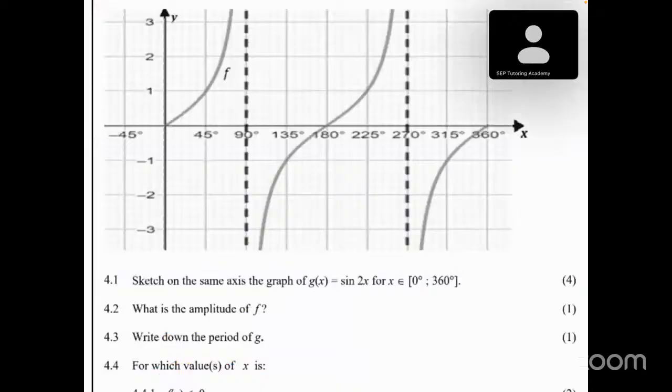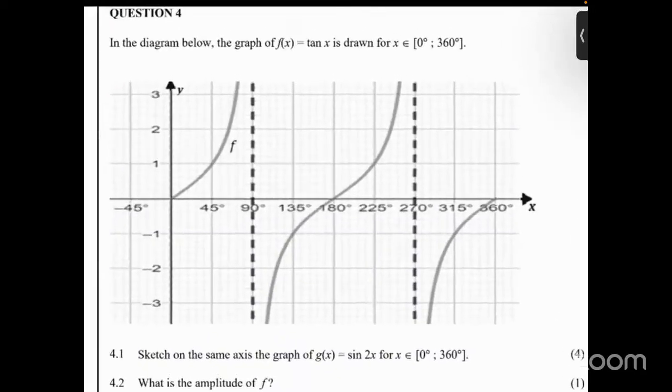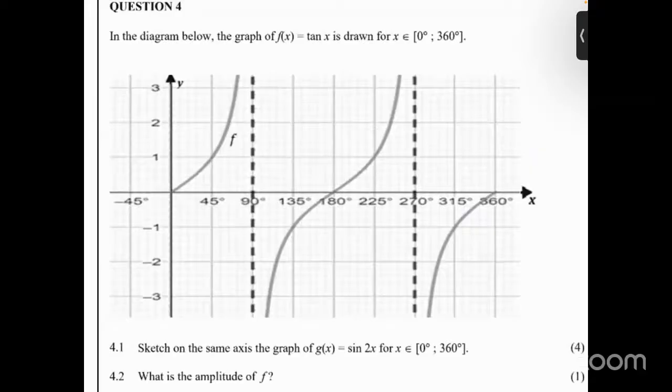Okay, so now I am going to be taking you through question number 4, where we are given a statement and a diagram, and we will have to go through the question. We will not waste much of our precious time, but go through the statement where they say in the diagram below, the graph of f of x equals tan x is drawn for the interval from 0 to 360 degrees.